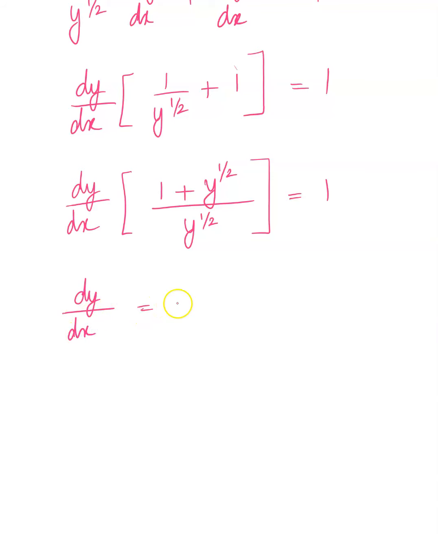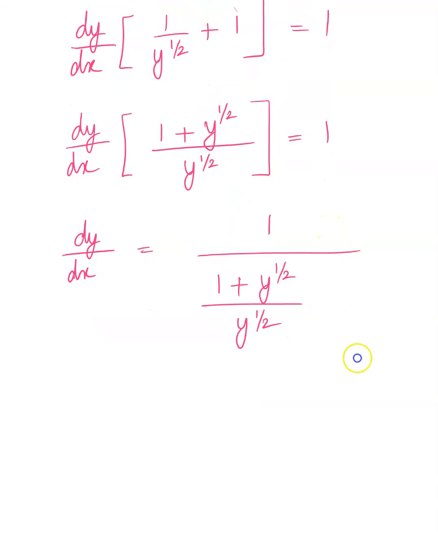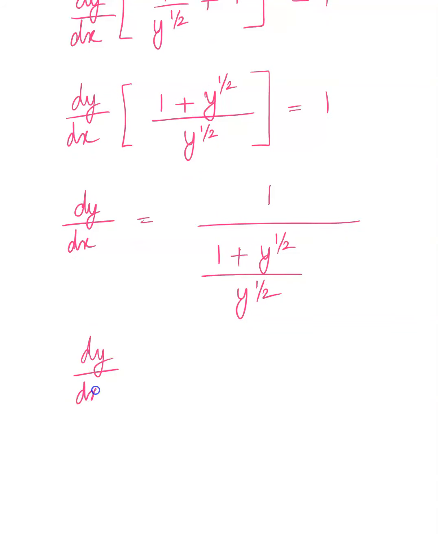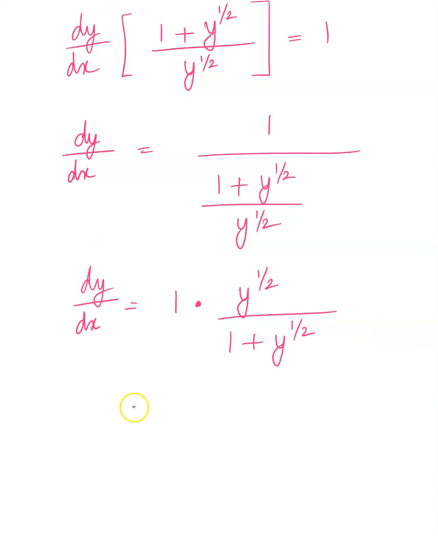Divide both sides by this, so I get 1 over 1 plus y power half over y power half. Right? I'm slowly weeding you off of too many steps. So I want you to see that what I did was to get dy over dx, I divided both sides by this entire expression. We have a complex fraction. We've seen enough of these now, so we know what to do. Times y power half over... dy over dx is y power half over 1 plus y power half.